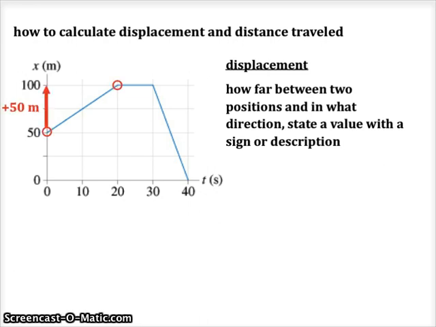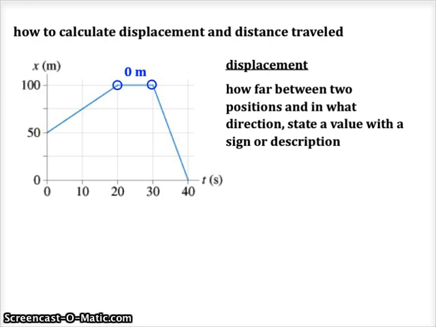So if we look at this first section, we can look at those exact 2 same points we did for the slope, but notice we don't care about time. This question is just about how far the object went. So it went in the positive direction, and it went 50 meters, from 50 to 100. So the displacement would be positive 50.